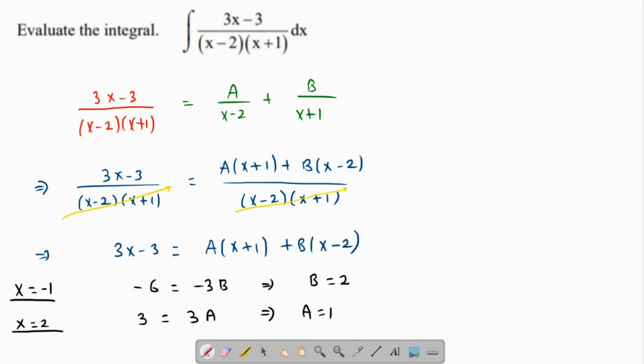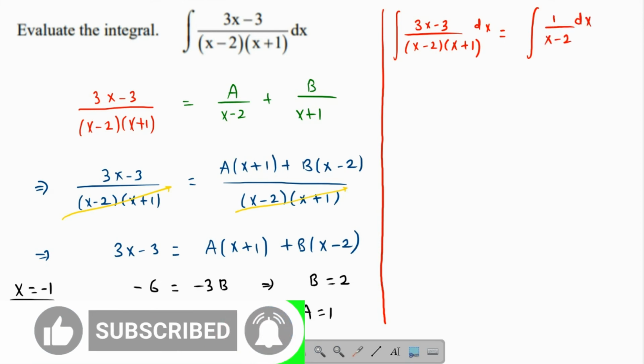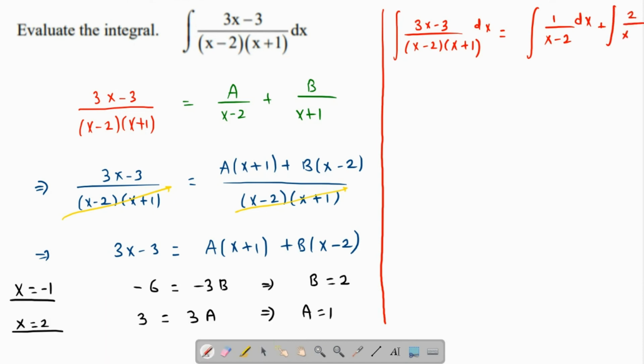Now it becomes relatively easy to integrate because we are going to rewrite this integral of (3x minus 3) over (x minus 2)(x plus 1) dx as a over x minus 2, so 1 over x minus 2, plus b over x plus 1, so 2 over x plus 1, with a dx sign.